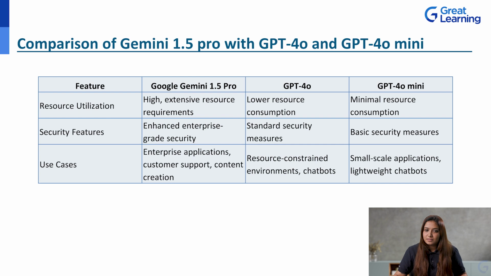So, this is the basic difference across a few of the major features of the models, which have a good way of representation, be it in Gemini 1.5 Pro or GPT-4o or GPT-4o Mini.